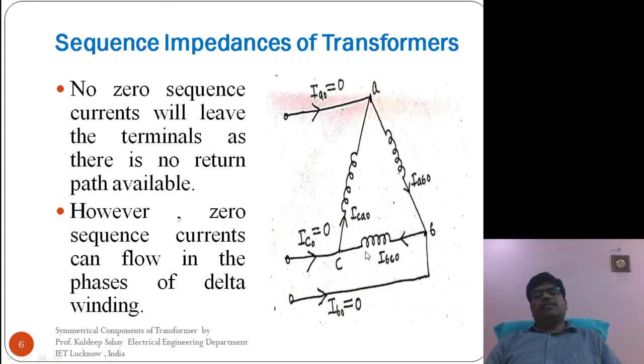Now in case of a delta connection, in the delta there can be a circulating current, so zero sequence current can flow, while at the terminal there will not be any zero sequence current because there is no return path available.